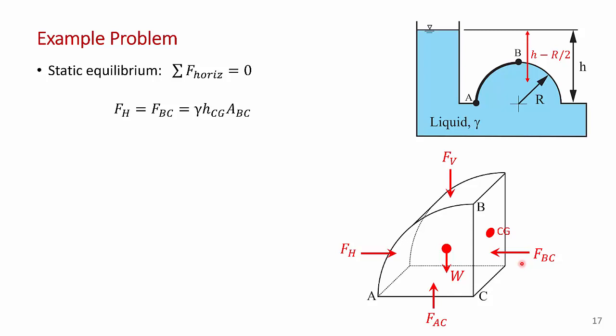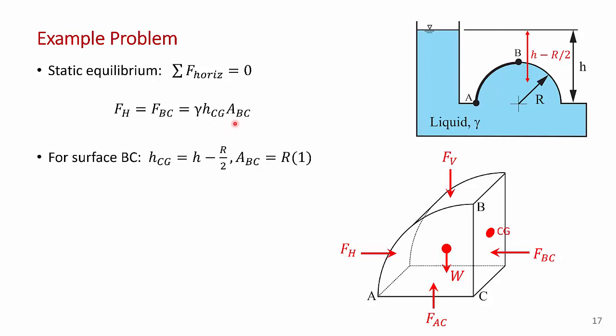There's only two horizontal forces, FH and FBC, and they're in opposite directions, so they must balance. So all we have to do to get the horizontal force is calculate the hydrostatic force on surface BC. This is a plane vertical surface, so it's going to be equal to gamma times the depth of the center of gravity times the area of this surface. So gamma, height of the center of gravity of surface BC, times the area of that vertical face BC.